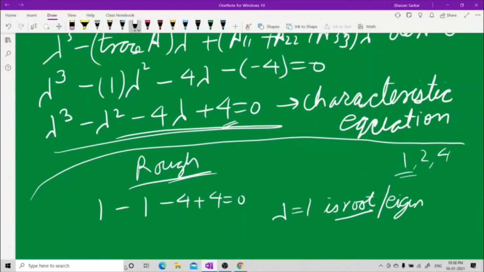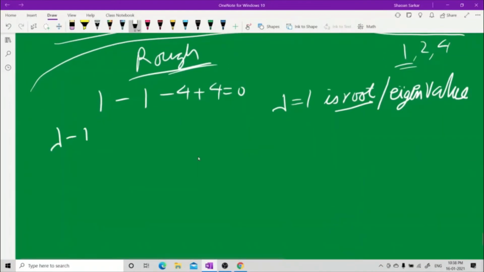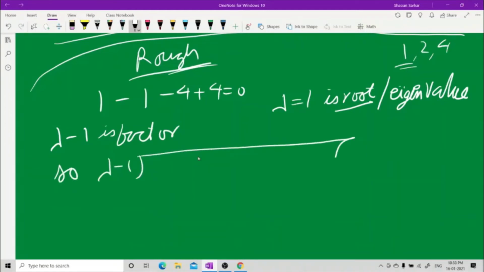Eigenvalue. It's a V, I don't know why it becomes R. Now, you need to keep this equation in mind. Now you see what happens. Lambda minus 1 is a factor. So lambda minus 1 divides, this you did in class 8, 9.